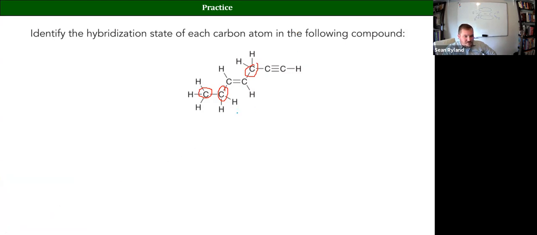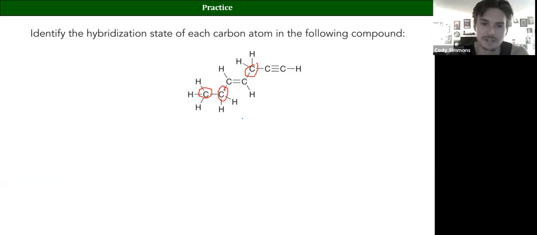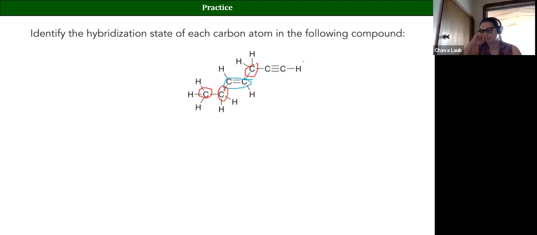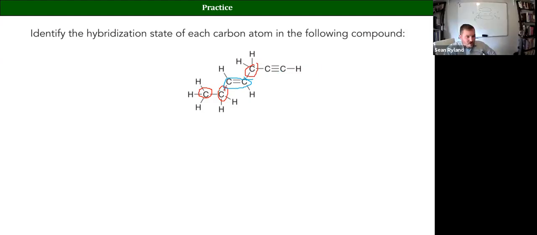Where do you guys see any sp2s? So s and then two p's would be three electron groups. I think it'd be any of the carbons with a double bond. So those two carbons are going to be sp2. Between three and four.